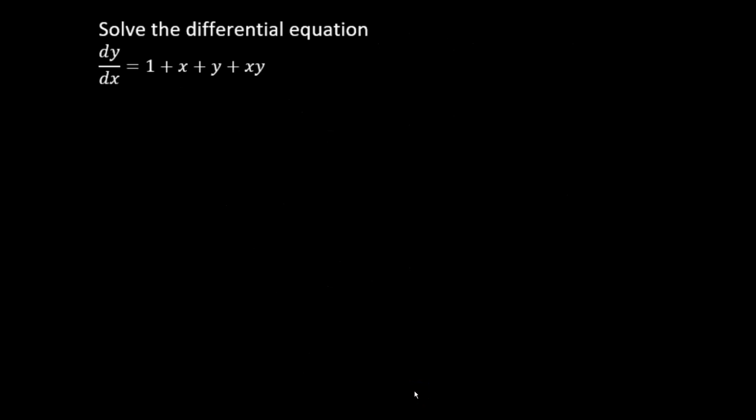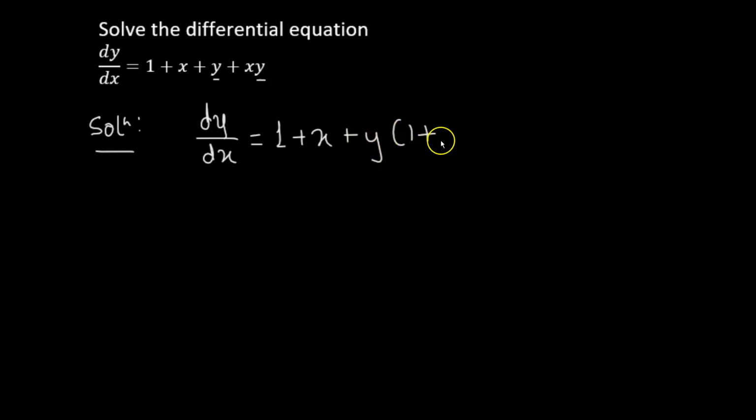Problem number 4. We have the derivative of y with respect to x is equal to 1 plus x plus y plus xy. Let's try to separate the differentials. For that we need to perform a little bit of manipulation here. So we have dy over dx is equal to 1 plus x. From the third and the fourth term, we're going to take y as the common factor. So we have y times 1 plus x. So now we have two terms. The first term is 1 plus x, and the second term is y times 1 plus x.